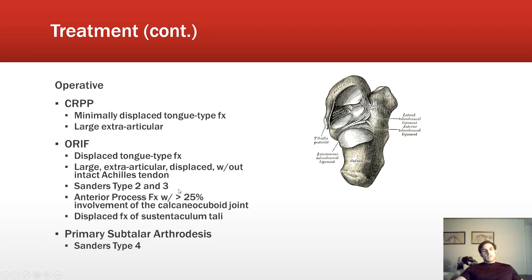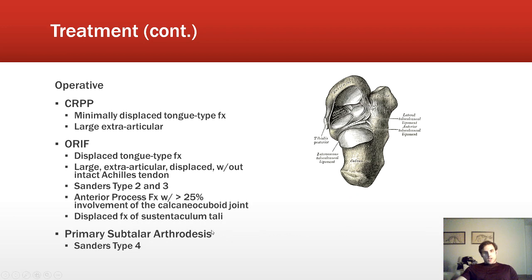Sanders type 2 and type 3 fractures with 2 fragments or 3 fragments. Anterior process fractures with greater than 25% of involvement of the calcaneocuboid joint, which makes sense, just the opposite of what we previously said regarding non-operative treatment. And then you would also consider doing ORIF if you have a displaced fracture of the sustentaculum tali, which is that medial projection.